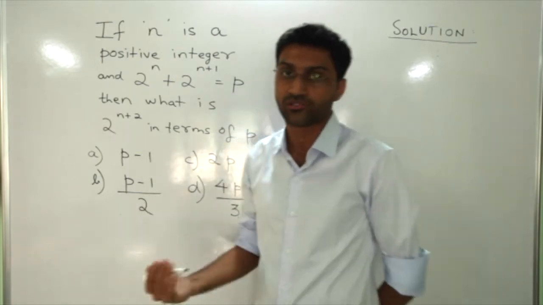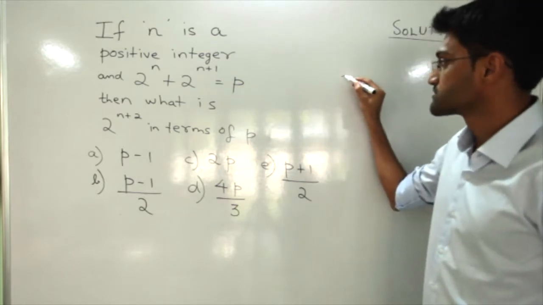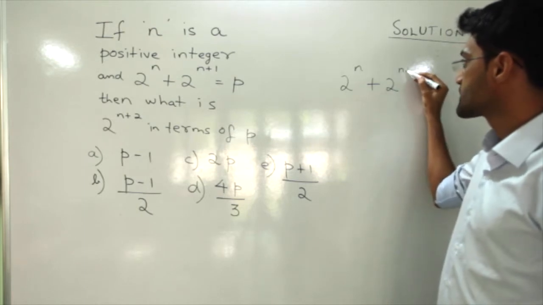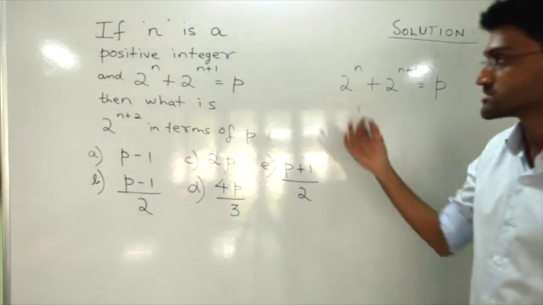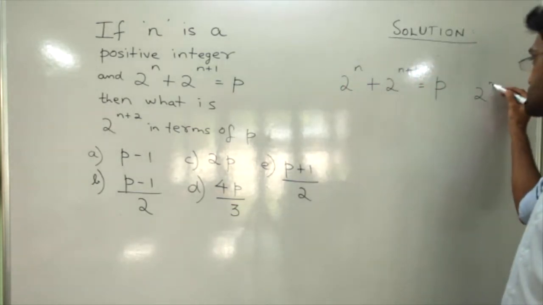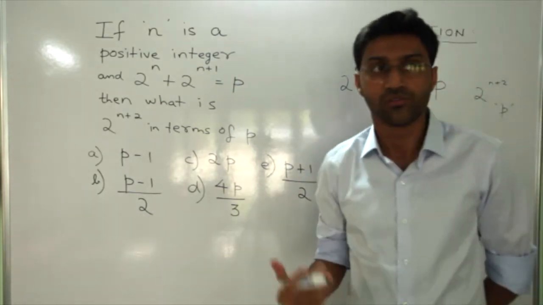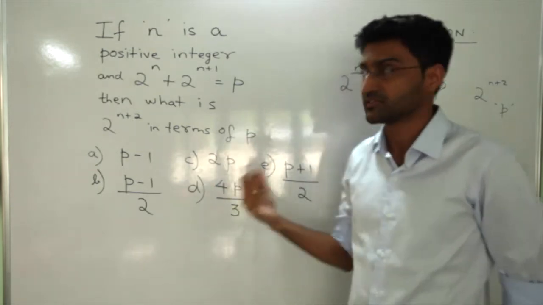Let's first look at the conceptual way of solving this question. It goes as follows. We know that 2 raised to n plus 2 raised to n plus 1 is p. This is given to us in the question. The question asked is what is 2 raised to n plus 2 in terms of p. So obviously what we need to do is find a relation between n and p and try to sort out the question. Let's have a look.